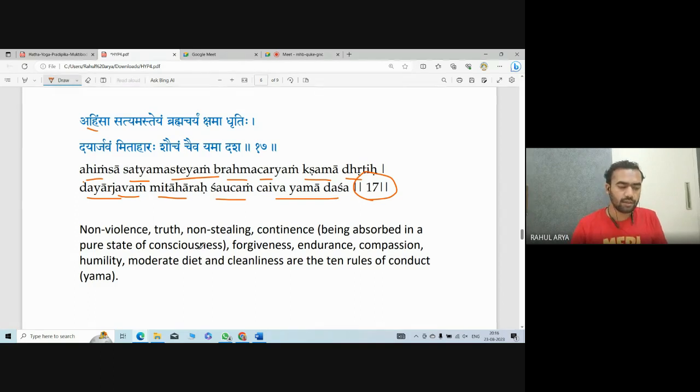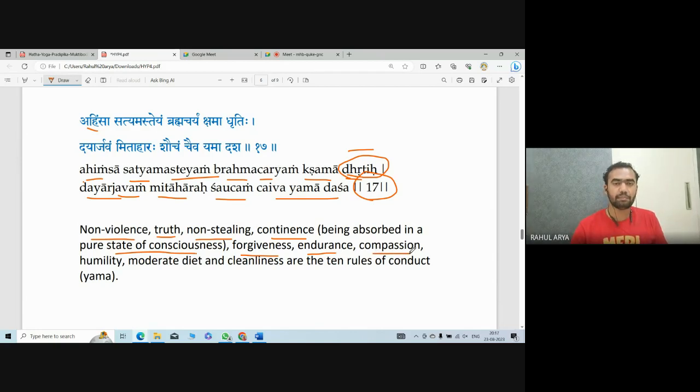Ahimsa means non-violence. Satyam means truth. Asteya means non-stealing. Brahmacharya means continence, to control all kinds of senses. It is the actual state of consciousness. Kshama means forgiveness. Dhriti, the word dhriti we also use for our intellectual mind, and another name is endurance.